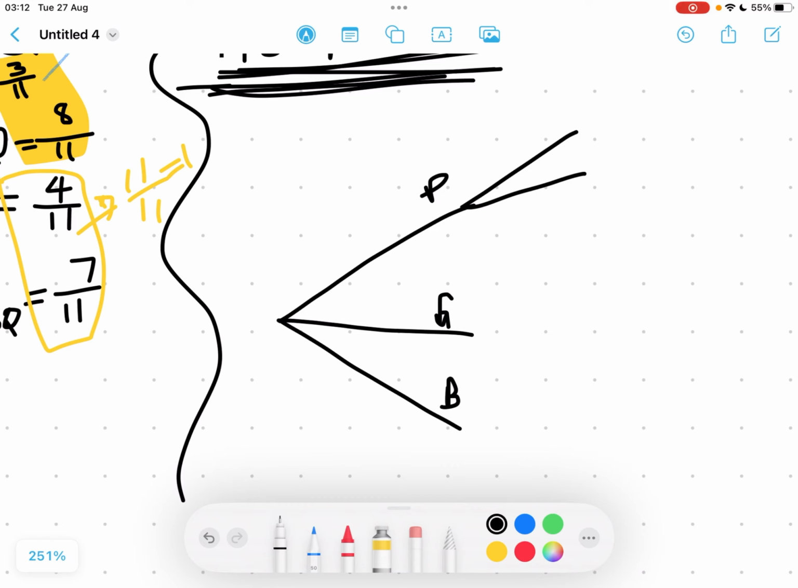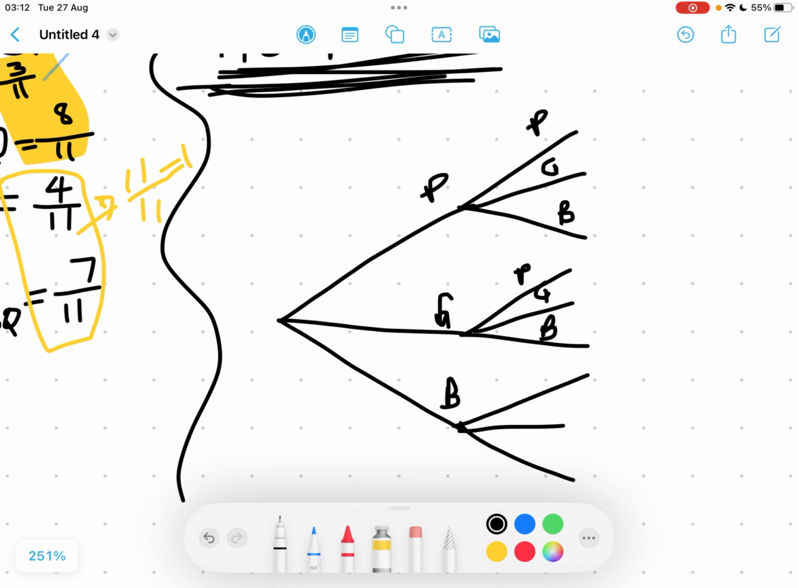For your second branch again, you're going to have pink, green, brown. After choosing pink, you're going to have options again: pink, green, brown. And then you're going to have another option where, if the first pick that you got was green, you have pink, then you have green, then you have brown. And then another option is that maybe you picked brown first. You still have the options of pink, green, and brown for the second packet that you buy.